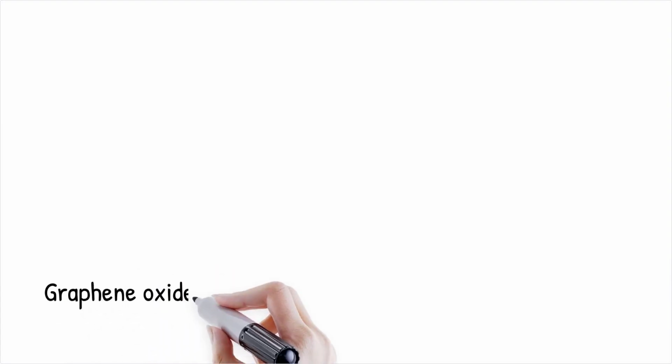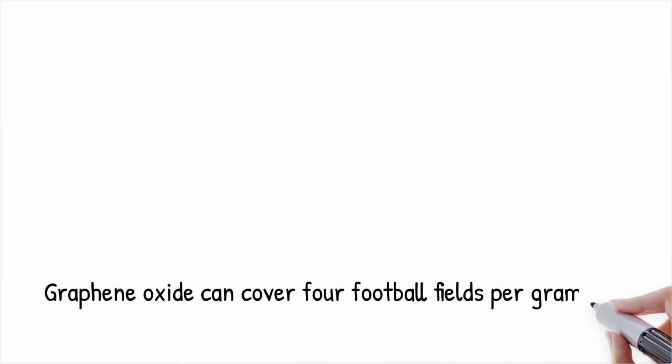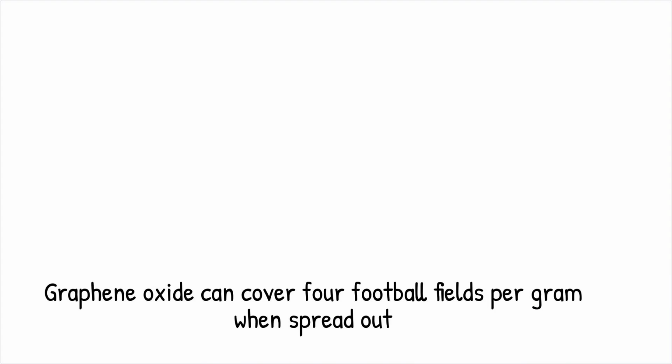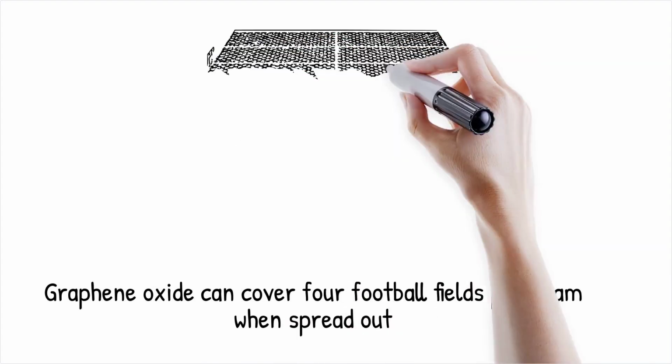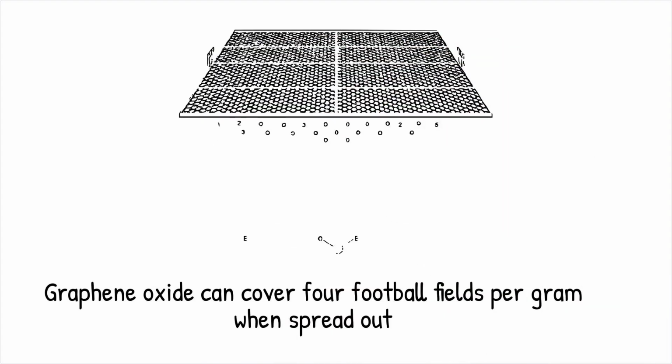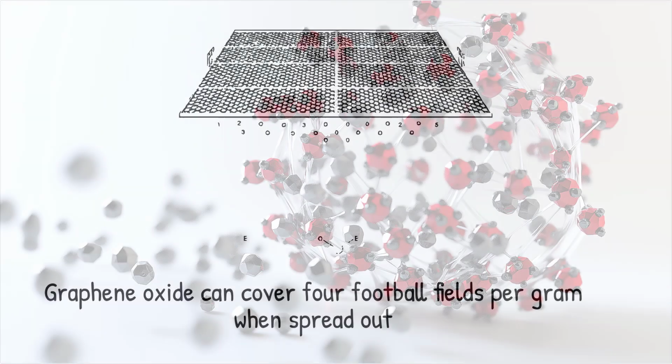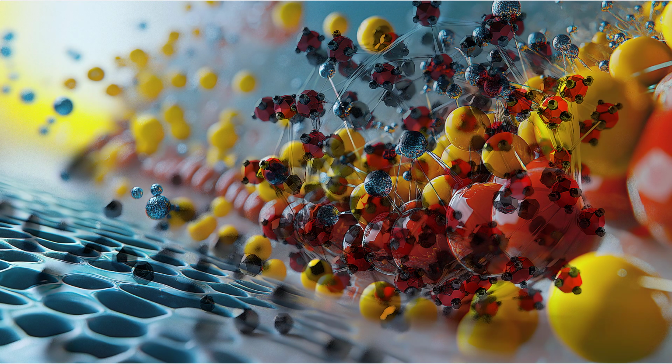A single gram of graphene oxide, if unrolled and spread out, could theoretically cover an area equivalent to 4 football fields. It's like crumpling a massive blanket into a small box. The material's true size becomes evident only when fully unfolded.